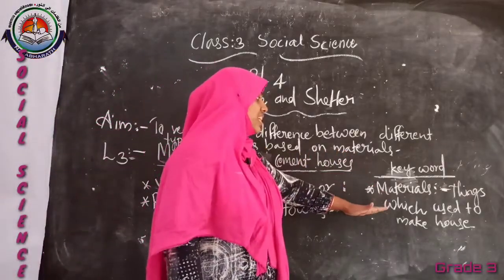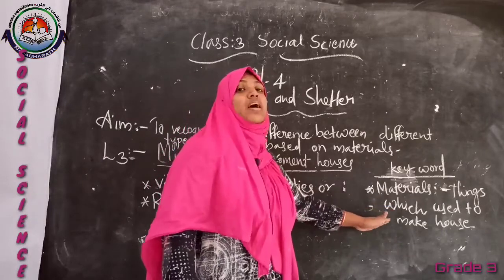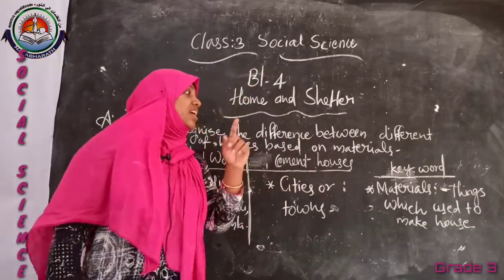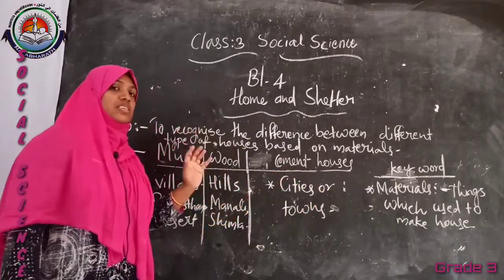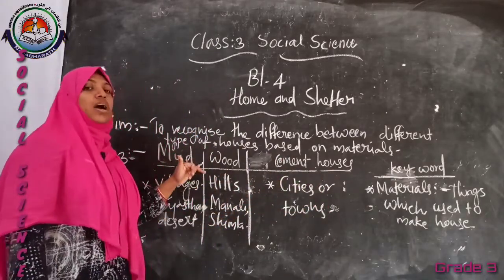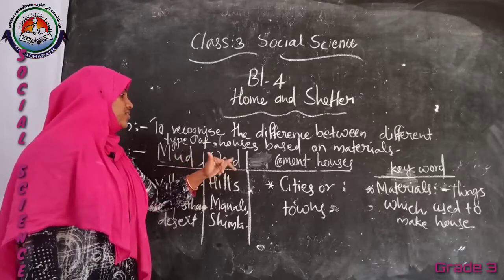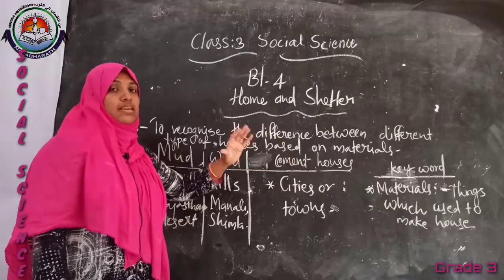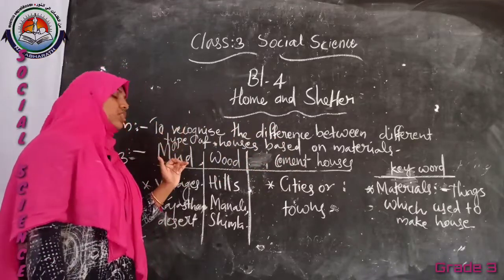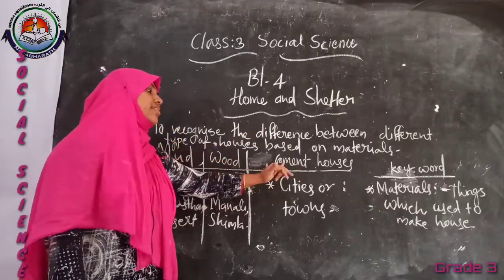Materials means the things which are used to make the house. That is known as materials. Here we have discussed three kinds of materials: mud, wood and cement. We can see different kinds of houses made with mud, wood and cement.